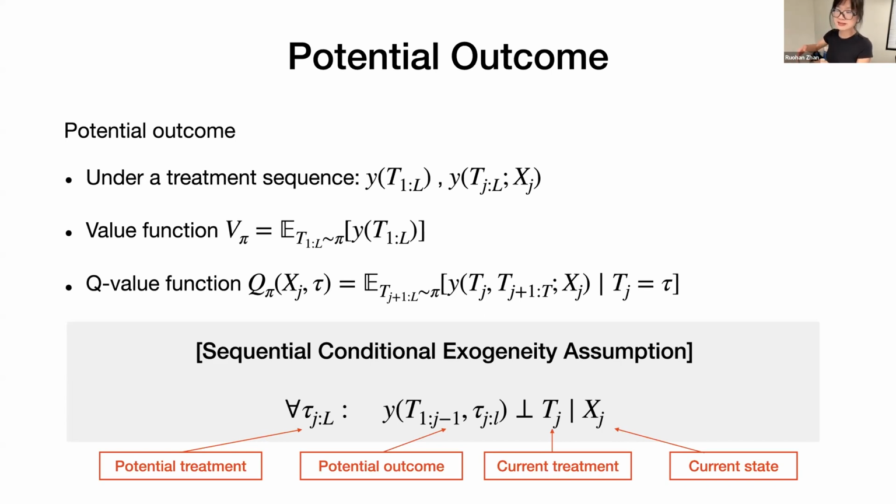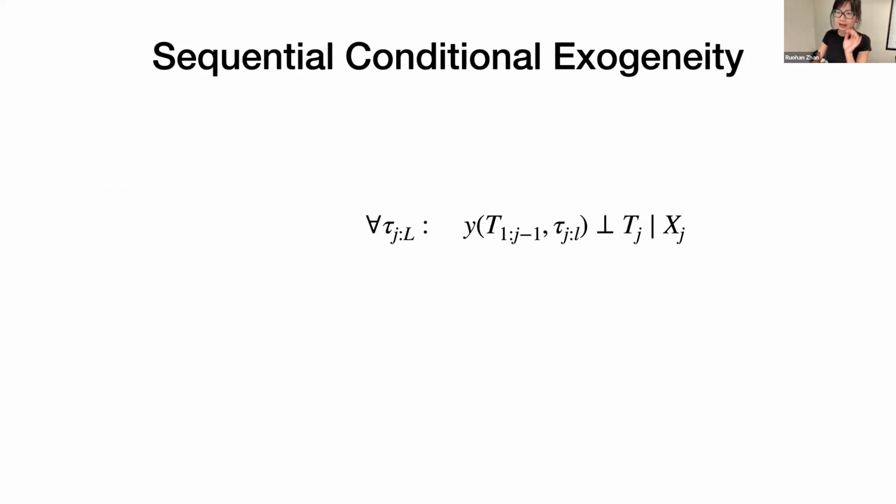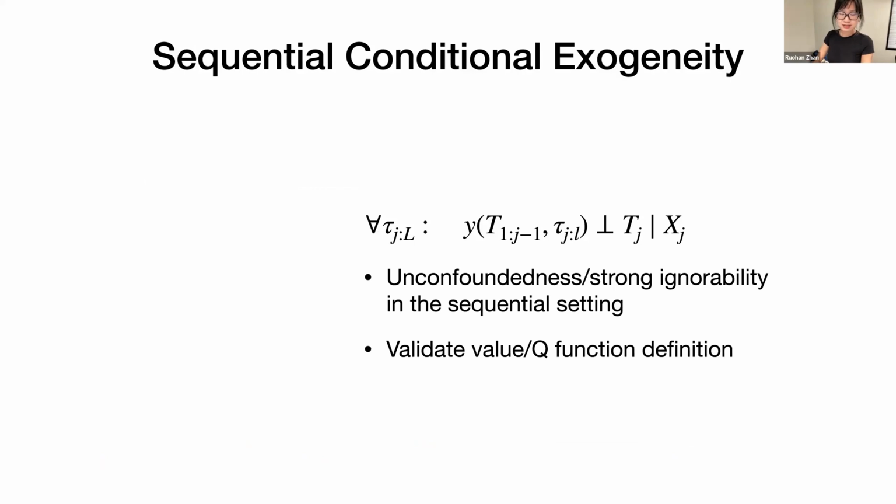So no matter what you assign at the current state, there are different trajectories in the future. If you have a different treatment assignment path, those outcomes will not be affected by your current treatment. So here is the assumption. As I mentioned, it's essentially the unconfoundedness assumption in the sequential setting, and with that, we can define our value function or Q function.